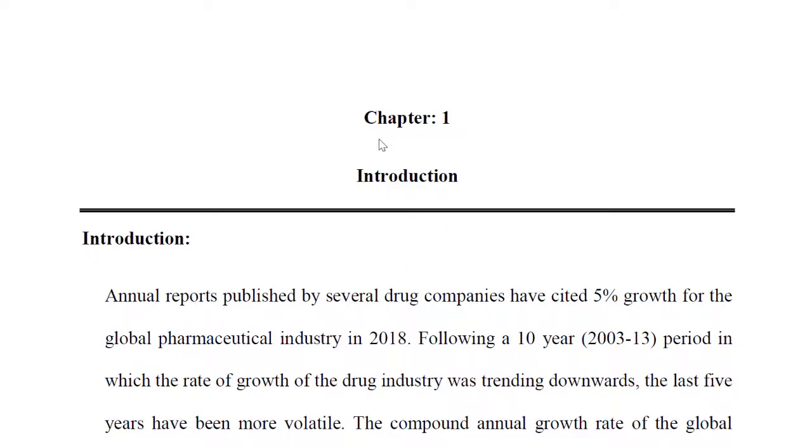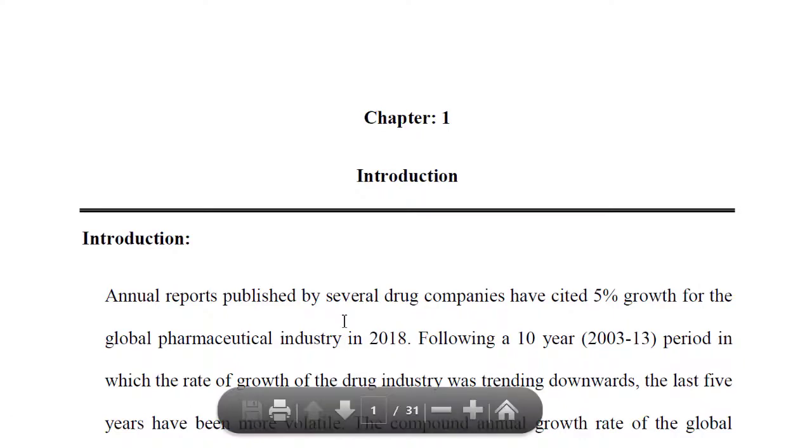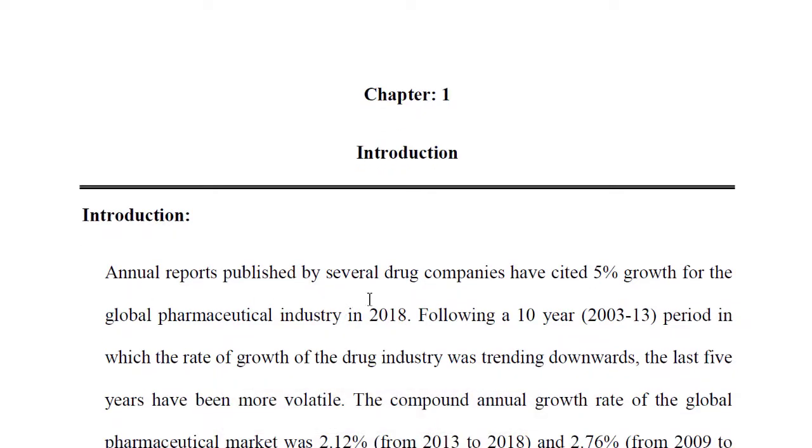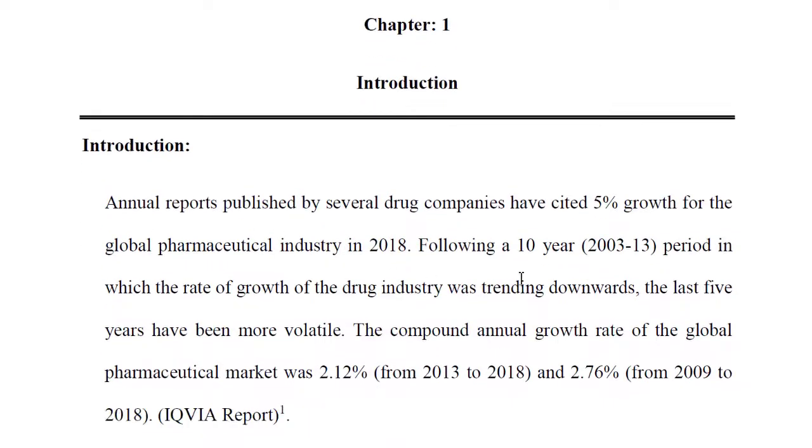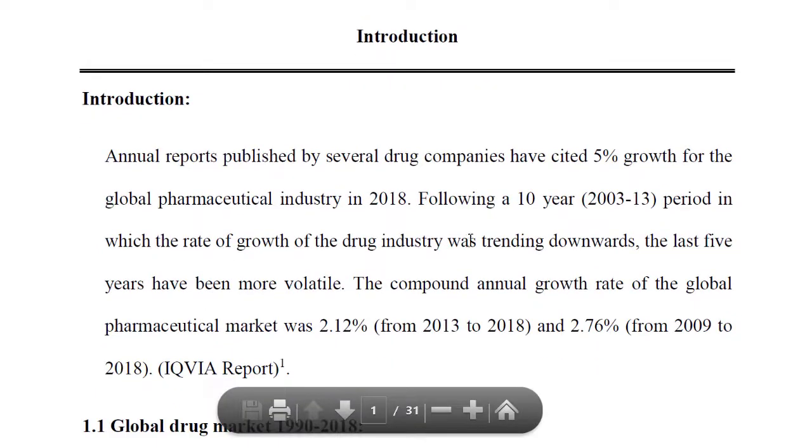To understand it in a better way, we will continue the same example for rest of the chapters, and that's going to be impact of promotional mix strategies on pharmaceutical. So if you look at this, the introduction chapter starts with some basic introduction of the pharmaceutical company. It also explains some statistics.